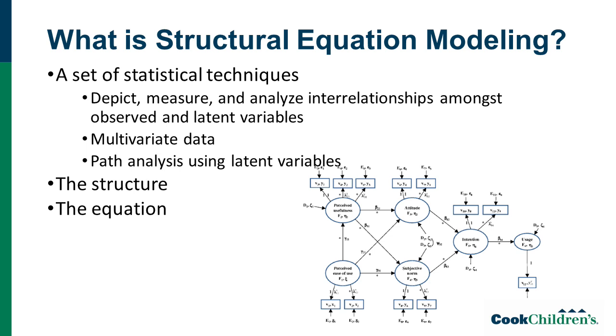So it's looking at the causal relationships between two or more variables, while it's also simultaneously accounting for measurement error. And it's one of the only models that can do all of this at the same time. So it's essentially akin to a path analysis using latent variables. Another way to think of it is just really a combination of a factor analysis and a multiple regression done at one time. So when we think of SEM, we think of the structure of the model.